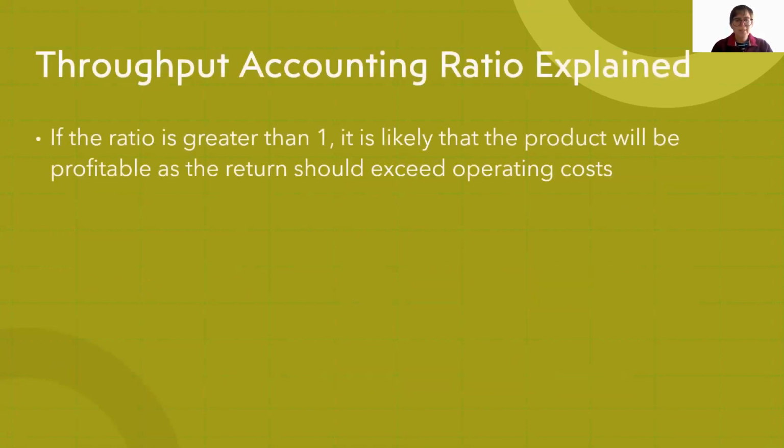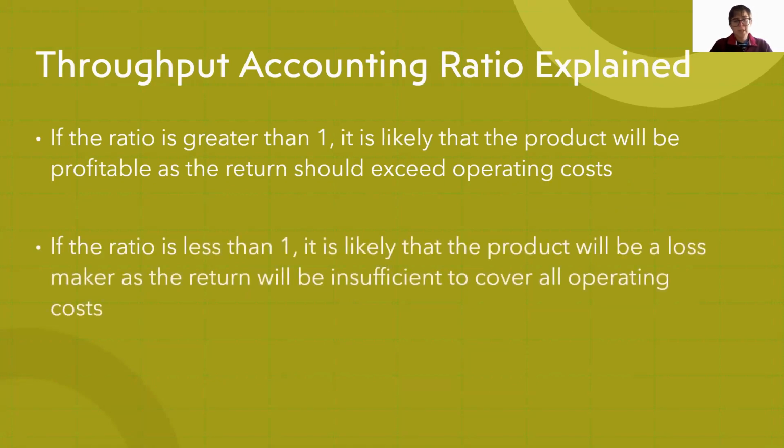So explaining this then, if the ratio is greater than 1 when you calculate it, it is likely that the product will be profitable, as the return should exceed any operating costs. If the ratio is less than 1, it is obviously the opposite, and it's probably going to be a loss maker. The return is going to be insufficient to cover all your operating costs, and ultimately, as a business, you need to decide whether or not it is worth continuing with that product.